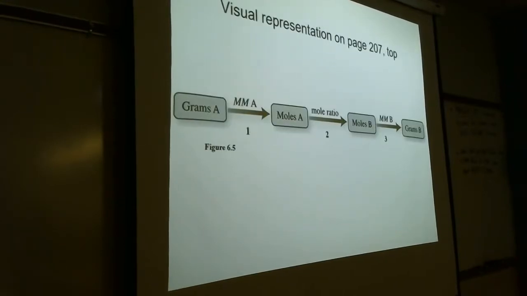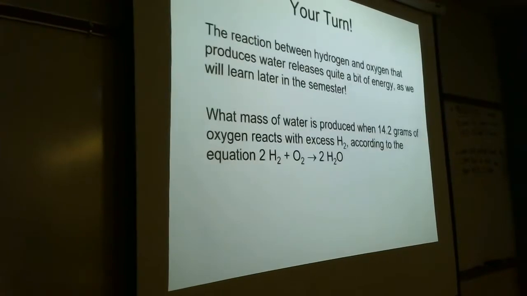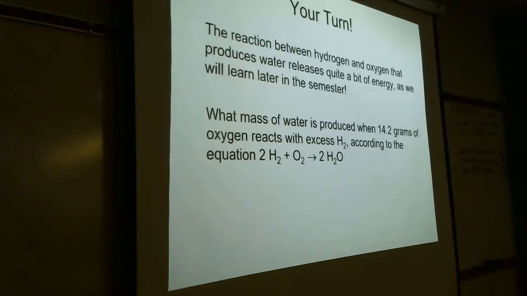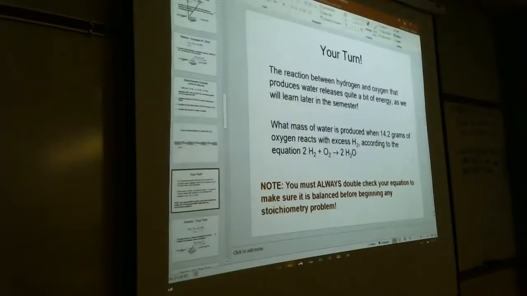Okay, so this figure comes from your textbook. You do this one. The reaction between hydrogen gas and oxygen gas produces water. What mass of water is produced if 14.2 grams of oxygen gas react with excess H2, according to this equation? I'll pause the recording and give you a chance to work on this.